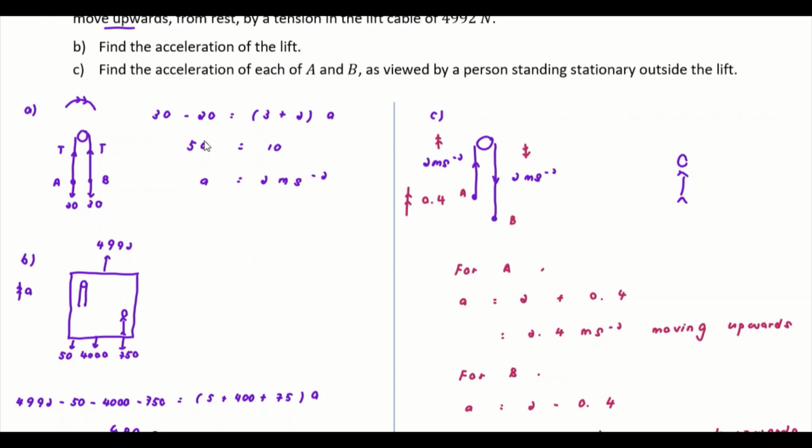So spend some time to do your work. I think this part is very easy. Then you can start to do some revision or some chapter review questions for this chapter.